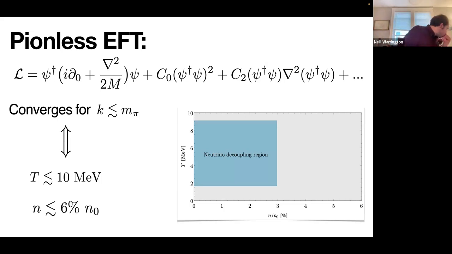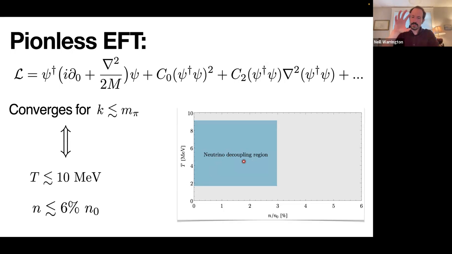And the main thing that's important is that pionless effective field theory converges for momenta of the nucleon roughly less than a pion mass. This is because pions are left out. If you have momenta on the order of a pion mass, you'll make pions. Now, if you ask, at what temperature and what density will my momenta surely be less than a pion mass, you'll find that this will happen roughly for temperatures less than 10 MeV and for densities less than, say, 6% nuclear density. Comparing this to the neutrino decoupling region, this region, 10 MeV, 6% nuclear density, is actually the gray backdrop, which forms the background of the neutrino decoupling region.